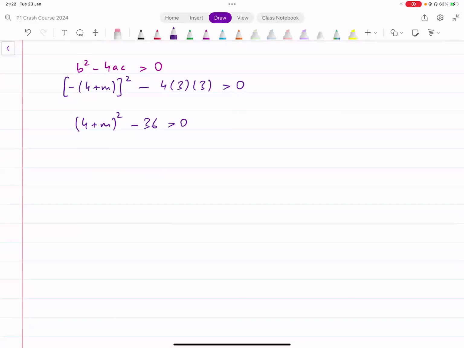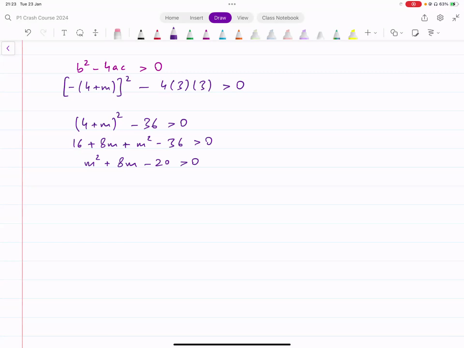Now we could actually solve it by treating it as an equation at this point, taking 36 to the right side and then taking the square root. That could work as well. But in case that makes things complicated for most of you, what's going to work is just expanding it. (4 plus m) whole squared. A plus b whole squared is a squared plus 2ab plus b squared. 4 squared is 16, plus 2 into 4 into m, that is 8m, plus m squared, minus 36, that is greater than 0. And this gives us m squared plus 8m minus 20 greater than 0.